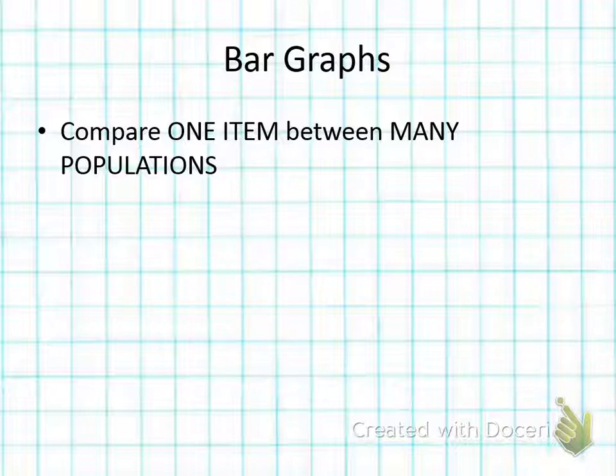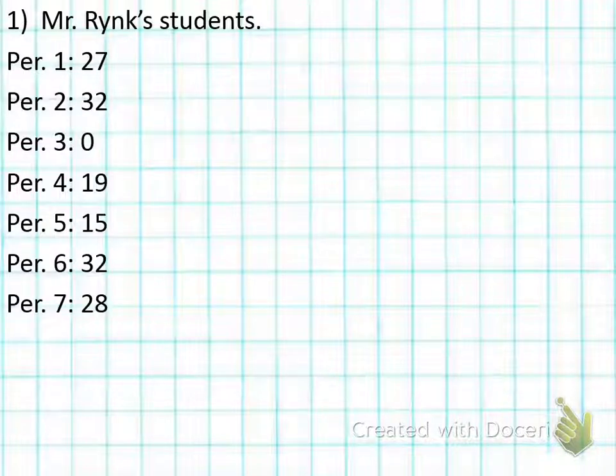We have a population of people. They might all have something in common. They might have one item in common. So anyways, we're going to compare one item to many populations, okay? That's the goal for today. So here we go. Look up here.